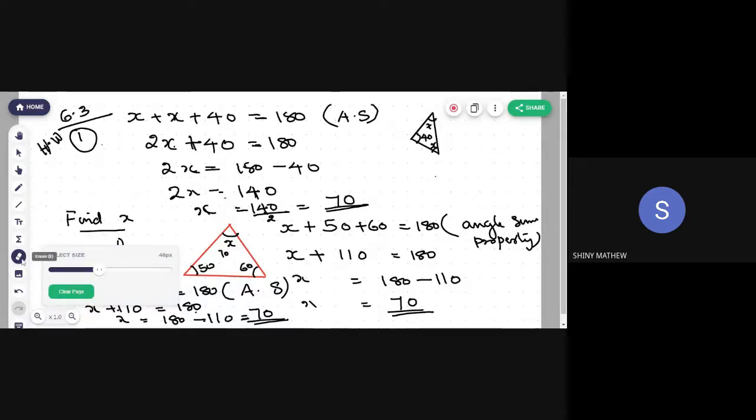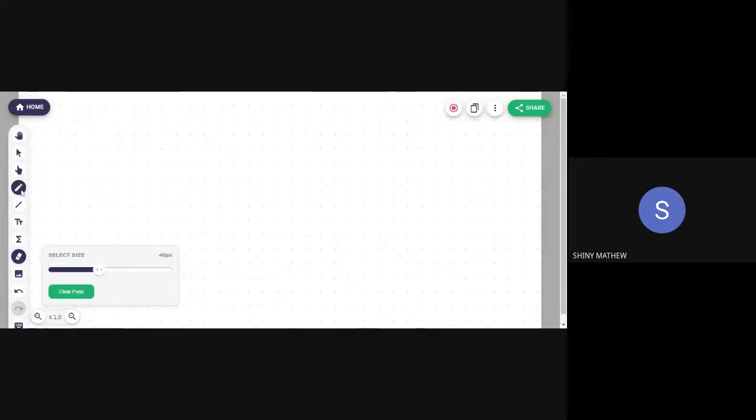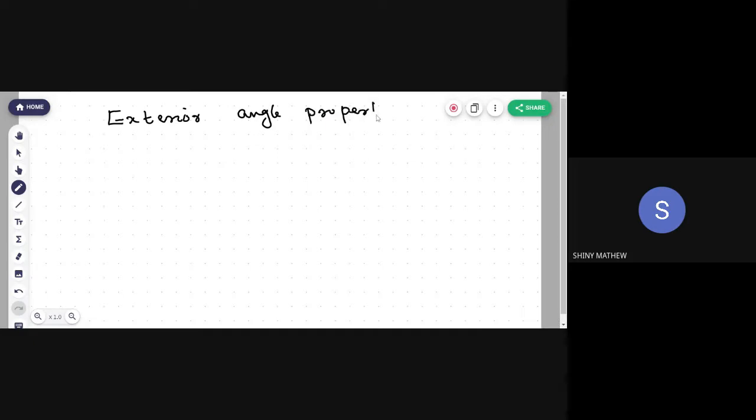Page number 116, you can see the name. Exterior angle property. Exterior angle property. Then first you listen only.